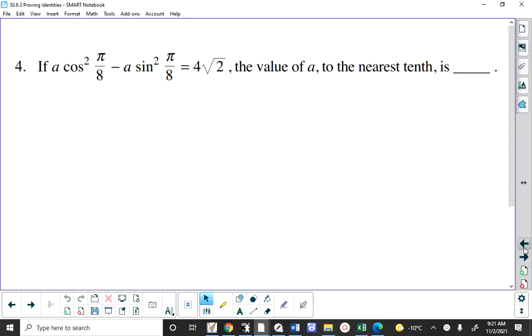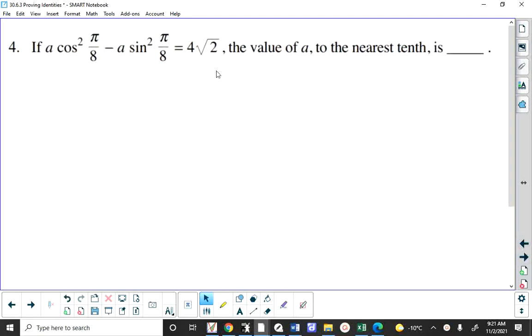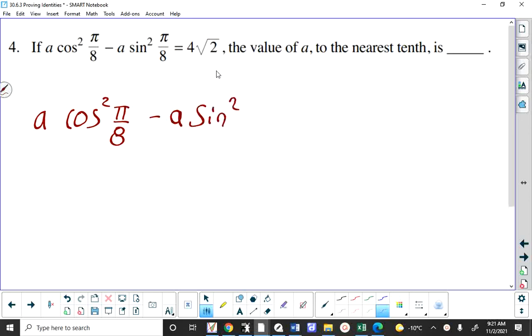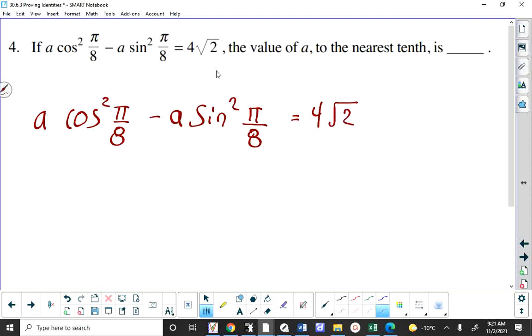So we're asked to determine the value of A in this expression. It seems like a very weird question, but let me rewrite it. We have A multiplied by cos squared of pi over 8 minus A multiplied by sine squared of pi over 8. This is equal to 4 root 2. Now, this is a numerical response question, and you're asked for the value of A to the nearest tenth, which means nobody really cares how you solve this.